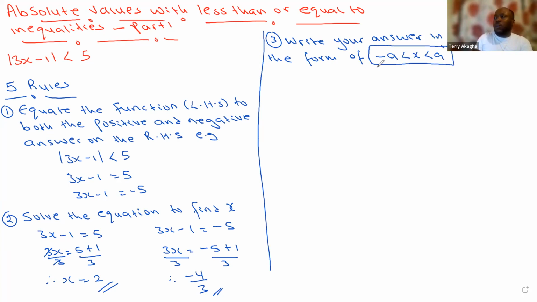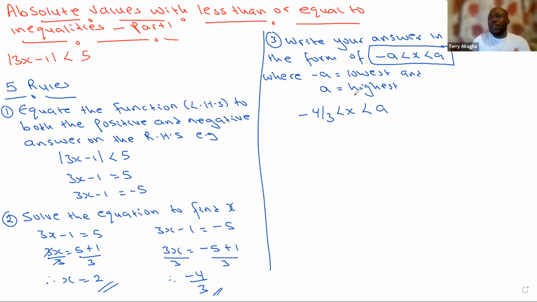You have to remember this, okay? Where the first a is the lowest and the second a is the highest. Keeping this in mind, we can then solve this. Because we have -4/3, it's going to be -4/3 < x < a.